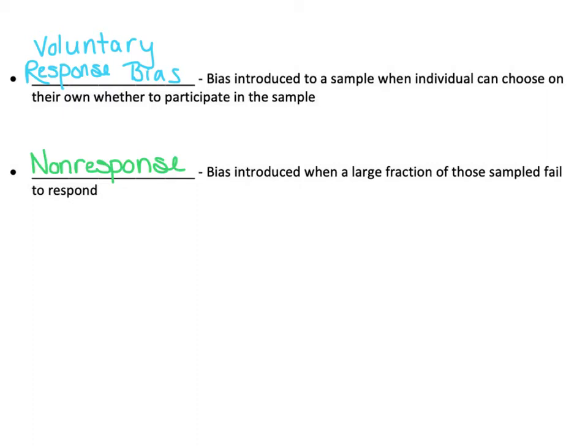The next type of bias that we're going to talk about is non-response bias. This is bias that's introduced when a large fraction of those sampled fail to respond. This is actually a very large problem with sampling methods. And some people confuse this with voluntary response bias. But in a voluntary response bias, every individual has opted to take part, so there is no non-response. Whereas in non-response, you've selected a sample, but then of those you selected, they just fail to reply.